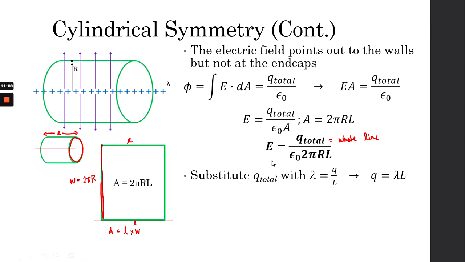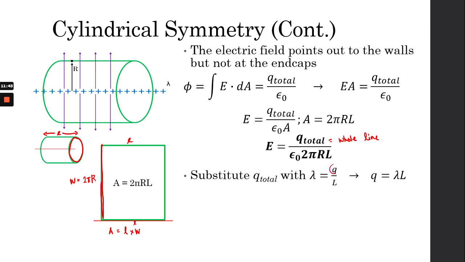Lambda is the linear charge density, how much charge per meter is available in this line. And the equation for that is lambda is equal to the total charge of the line divided by how long your wire is, right? So if I have 10 meters of wire, and I have a total of 50 coulombs, that's just 50 divided by 10, and that would give me about 5 coulombs per meter. And then why is this necessary? We have to substitute the Q total with this Q right here.